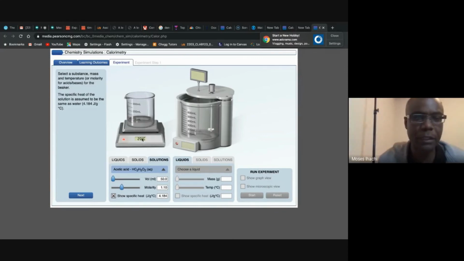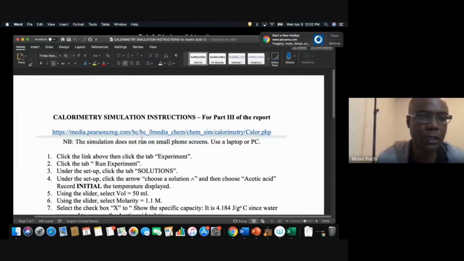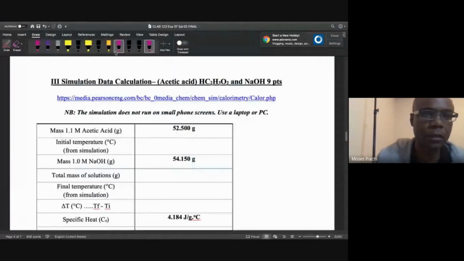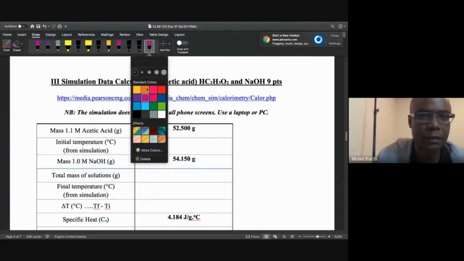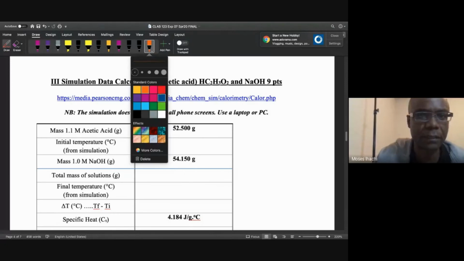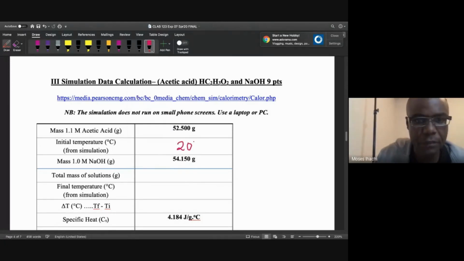Show the specific heat capacity of your water. Notice that the temperature now is red. Sodium acetic acid is put into the flask. See, there's a liquid in the flask. The temperature of the liquid is 20 degrees. So we would come in our table here and record the temperature, the initial temperature before we mix it with the sodium hydroxide. The initial temperature reads 20.